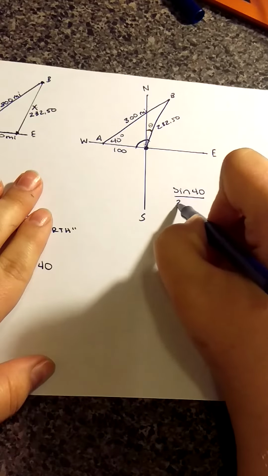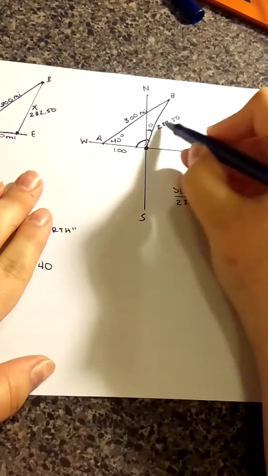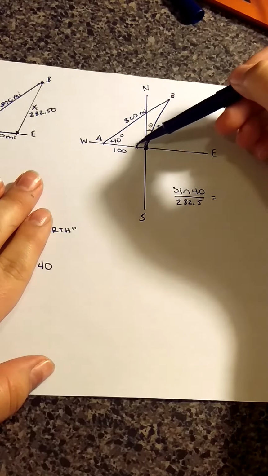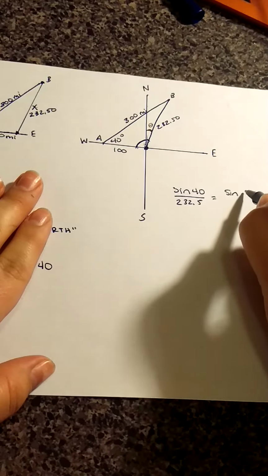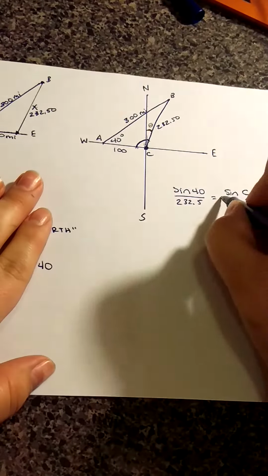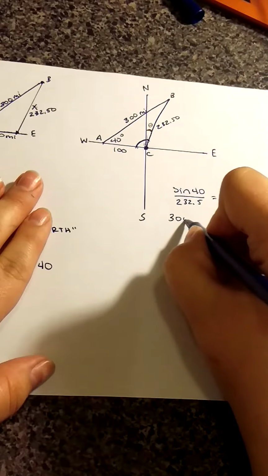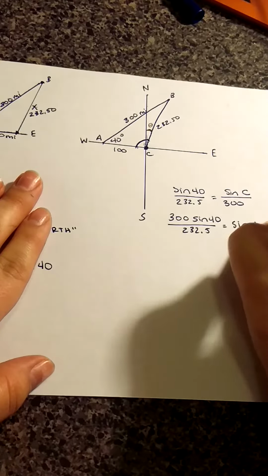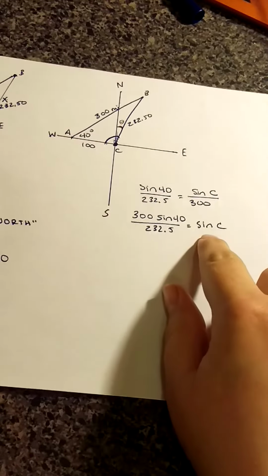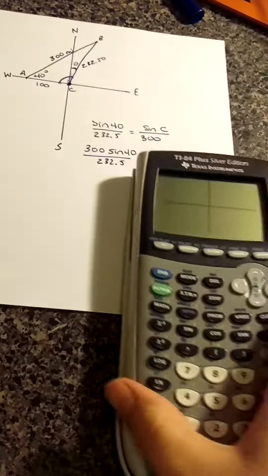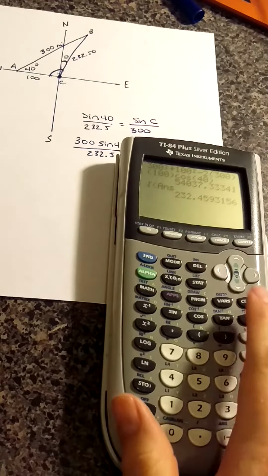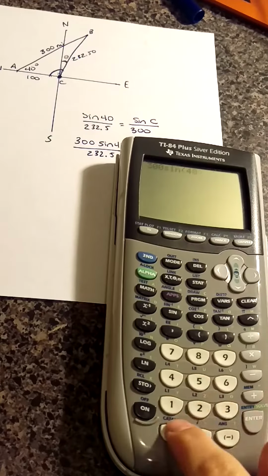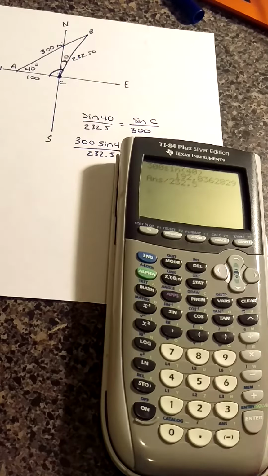Sine of 40 degrees over 232.5, because that's our one complete ratio. And then I need to use this angle with the side across from it for the second one. We'll just call that angle C since these are A and B. All right, so in my calculator, I'm going to type all of this in and then take the sine inverse of that. All right, so that's what I was hoping to see.